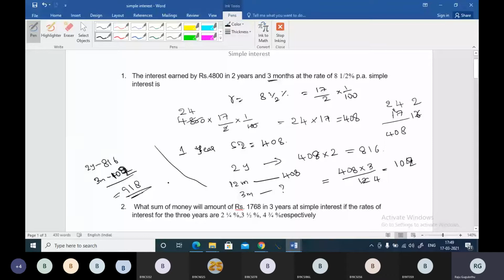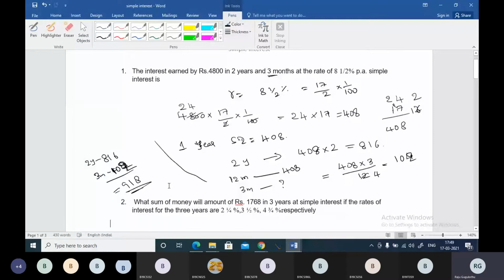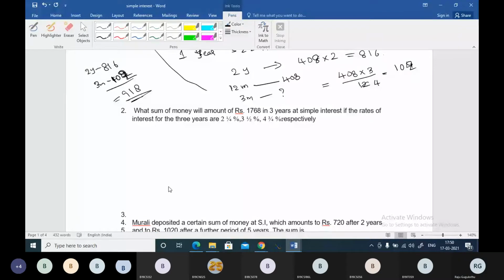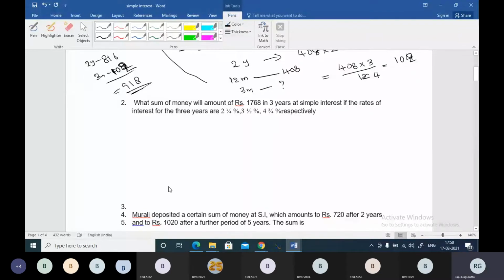Okay, question number 2, answer please. Question number 2: what sum of money will amount to Rs 1768 in 3 years at simple interest if the rates of interest for 3 years are respectively?